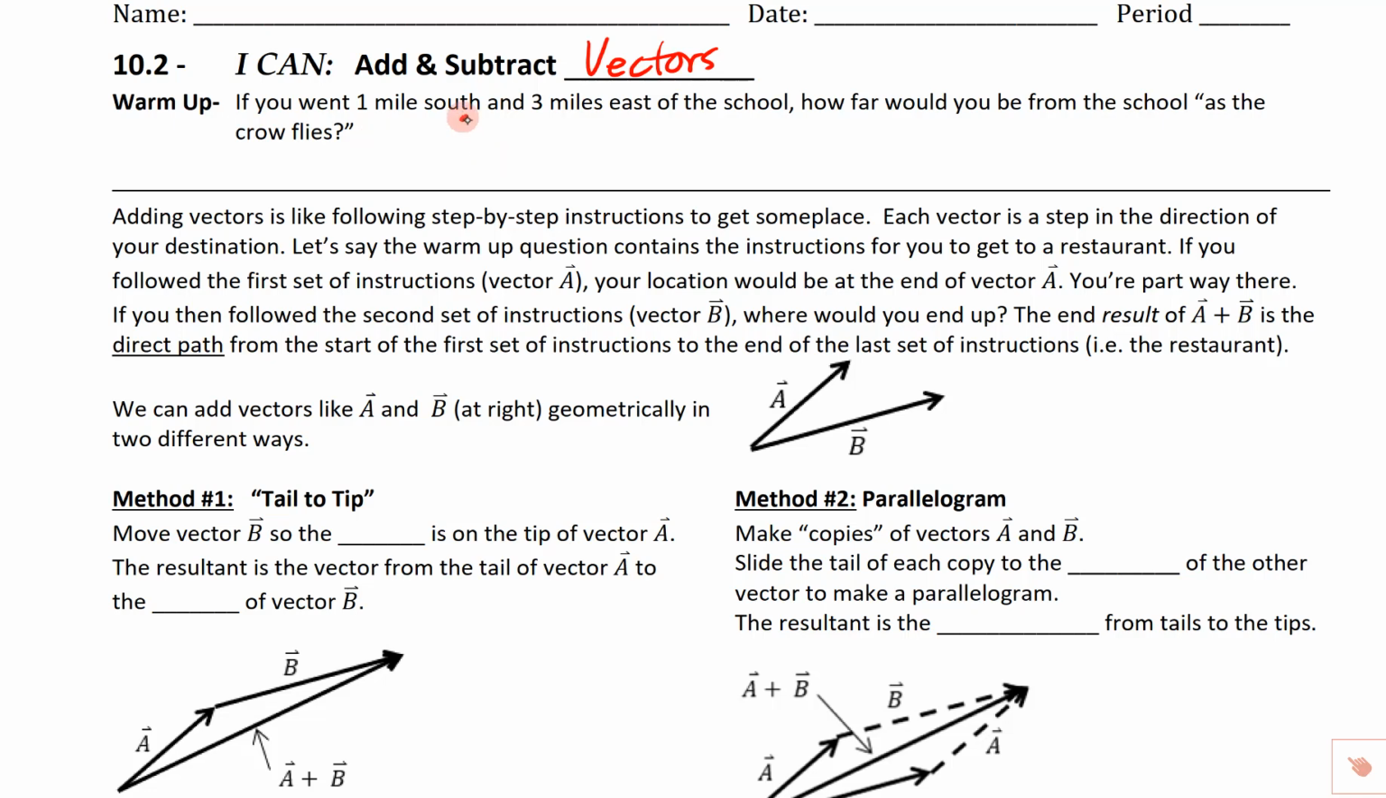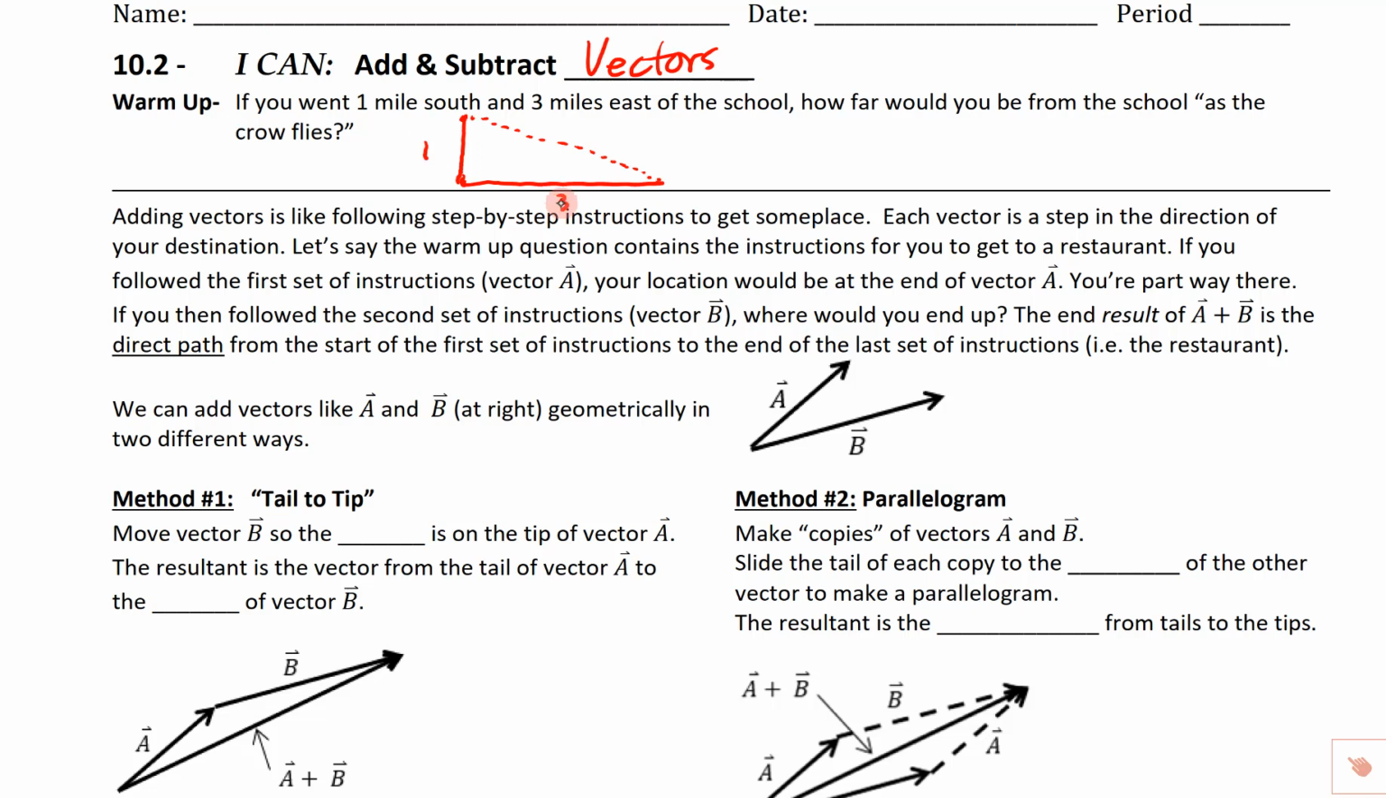So I'm going to start right here at the school, and we're going to go 1 mile south, so that would be straight down, and then we're going to go 3 miles to the east. So we're going to go this direction over here, and I'm kind of drawing this roughly to scale. And then as the crow flies, that would be this right here. It would be this direct line distance from the school to wherever we end up there. So I'm going to write down that this is 1 unit and this is 3 units.